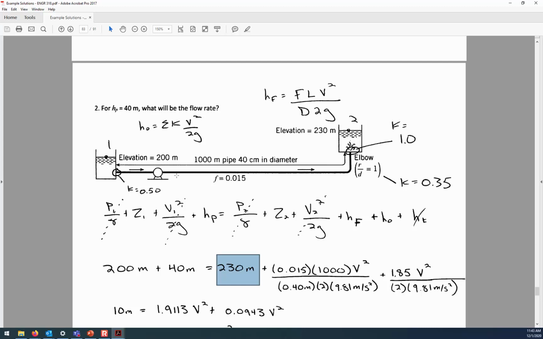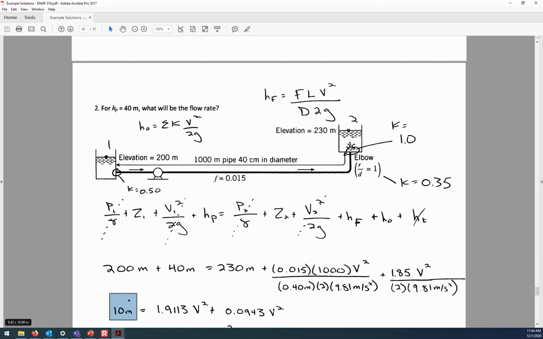Now don't get confused, because we canceled out the V term there and we canceled out the V term there. That doesn't mean that you cancel it out in the loss equations, because V1 just means the velocity right at a point, whereas the velocity that goes into the Darcy-Weisbach equation and the equation for local losses is talking about the velocity as the water is moving through the pipe. And that's not zero. That's what we're trying to find: the velocity of flow and therefore also the flow rate.